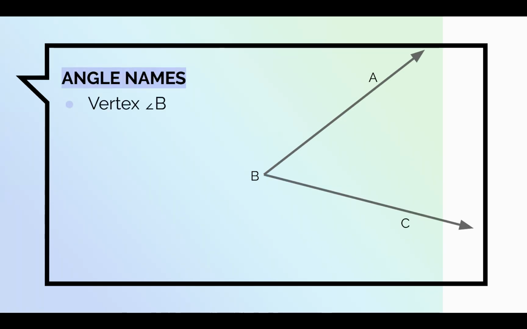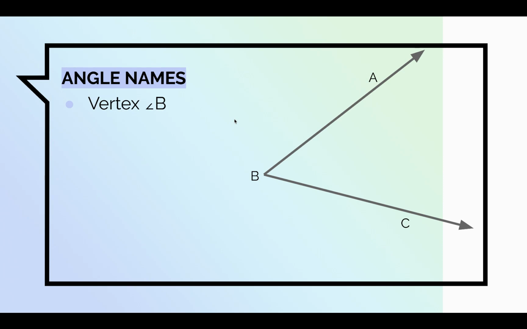Okay, so naming angles. This angle is the only angle on the page that we're concerned about, and it's very clear that it is the only angle. If I say, hey guys, look at this angle, it's clear that we're talking about this angle right here. We can call this angle B. We can name it by its vertex, and you would just write angle B, just like that.